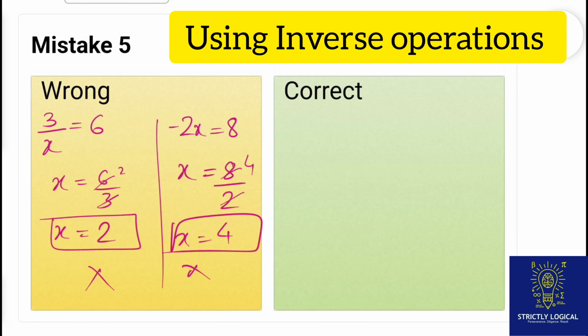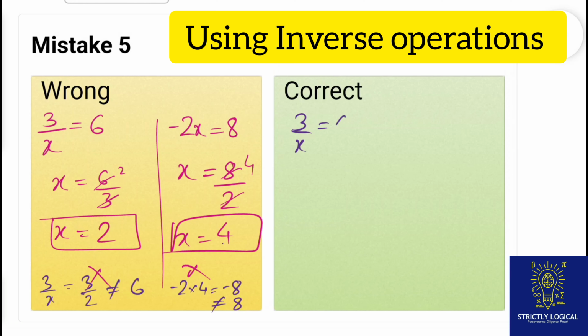Before telling you the correct answer, obviously you can cross check your answer in these types of questions. Put the value of x as 2 in your equation 3 by x, it will be 3 by 2. We can clearly see that LHS is not equal to RHS. Similarly, in the second one, minus 2 into x, which is minus 2 into 4, is minus 8, which is not equal to positive 8. That is why both the answers are incorrect. Now let's see the correct solution.